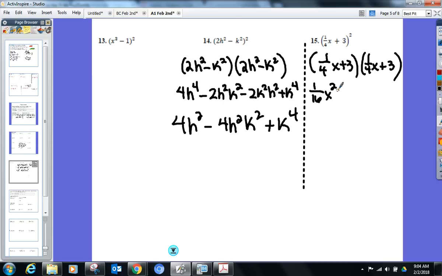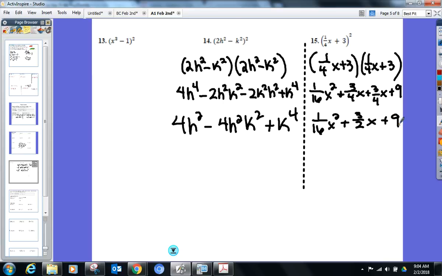What do you guys have? 1/4 times 3? 3/4 x. So that must mean the next one's also going to be 3/4 x. And then what's my last term? Plus 9? Okay, so you guys have to add 3/4 and 3/4 for me. Combine those two middle terms. 1/16 x squared plus 3/4 plus 3/4 can be done in your calculator. 1 1/2. What do you have? 3 halves on your calculator? So 3/2 x plus 9.